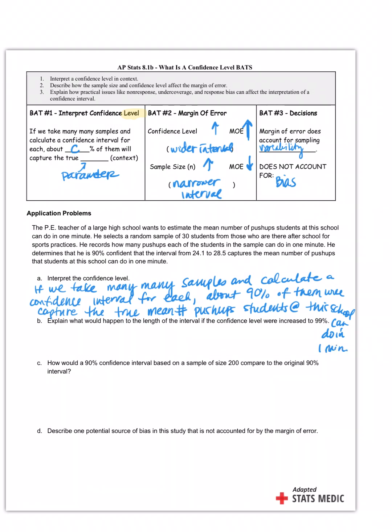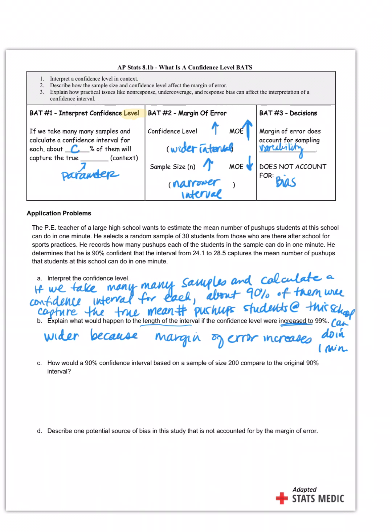All right. Then it says, explain what would happen to the length of the interval if the confidence level was increased. So it's increasing our target, which means margin of error gets larger, which makes it wider. It would get wider because the margin of error increases.